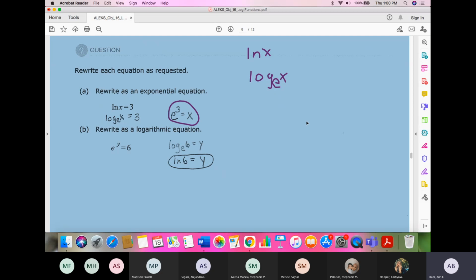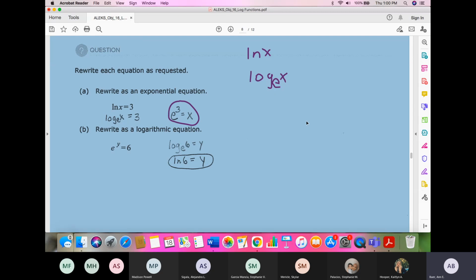Anybody have any questions on part A? Part B, rewrite as a logarithmic equation. So first of all, since it says logarithmic, we know we are going to need a log. It's right there reminding us. So we write down log.